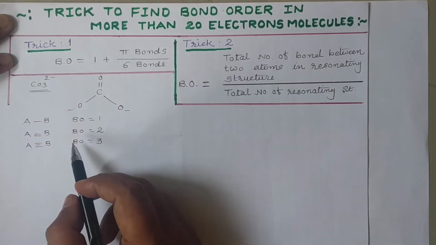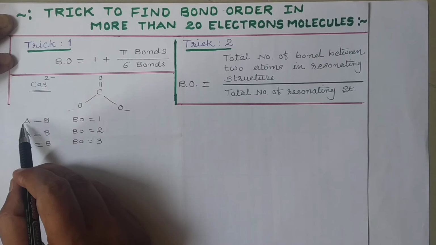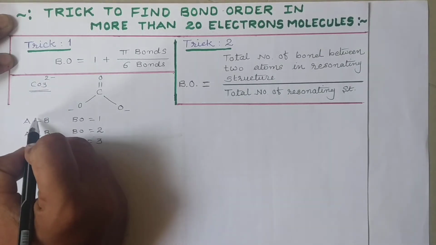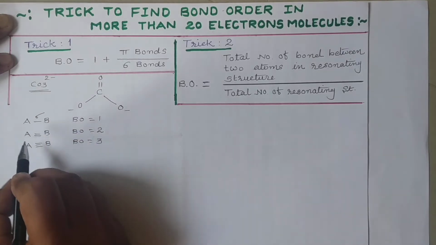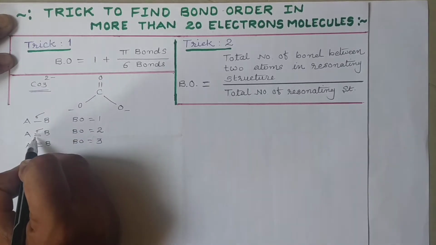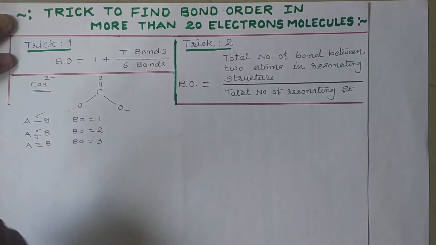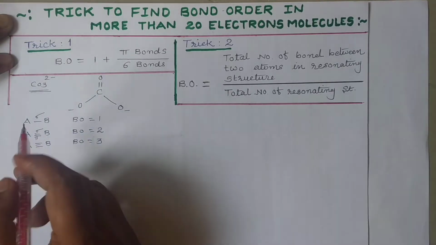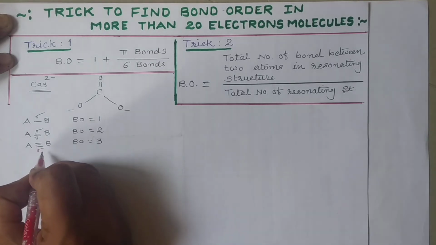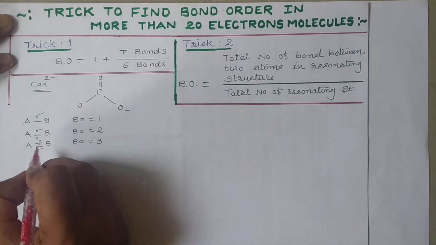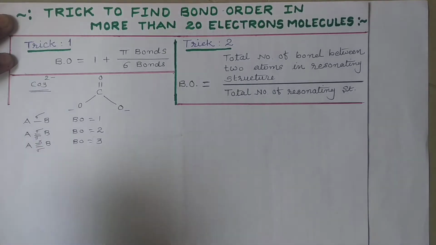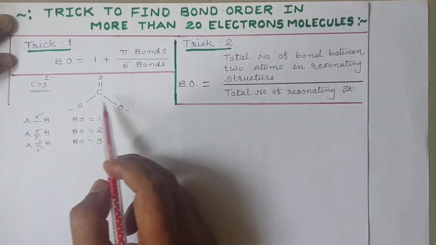Now we will discuss sigma bond and pi bond. In the first example, A single bond B, the first bond we consider as a sigma bond. In the second structure, A double bond B, the first bond is sigma bond and the second bond is pi bond. Now if in this structure A triple bond B, then one bond is sigma bond and the remaining two bonds are pi bonds. So this is the knowledge about sigma bond and pi bond. This is very useful in carbonate ion.